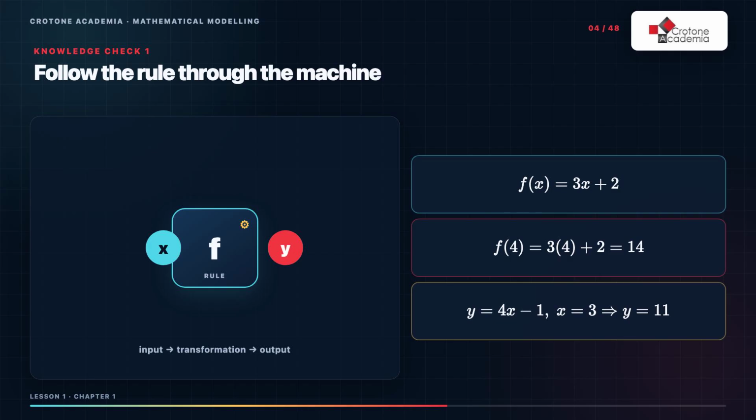Here is a second check from the same idea. If y equals 4x minus 1 and x equals 3, then y equals 12 minus 1, which is 11. These examples are elementary, but they establish the direction of reasoning that we will later reverse.